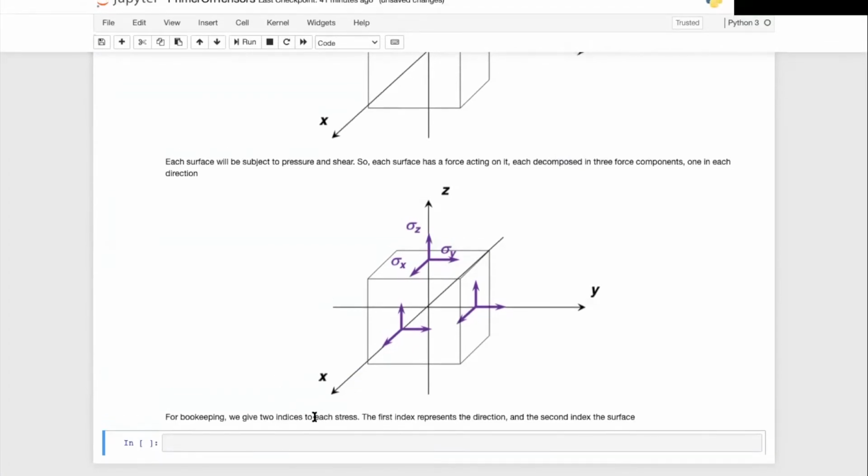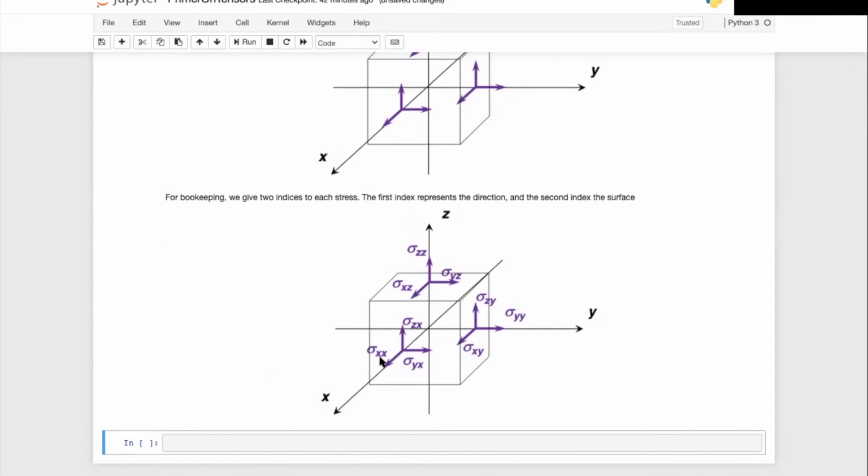So we need a new notation. We're going to give two indices to each stress. The first index is representing the direction, and the second index, the surface where this is being acted on. So for the x surface, the second index here gives you the surface, and the first index is the direction of the stress. So this is the stress x on the surface x, the stress y on the surface x, the stress z on the surface x.